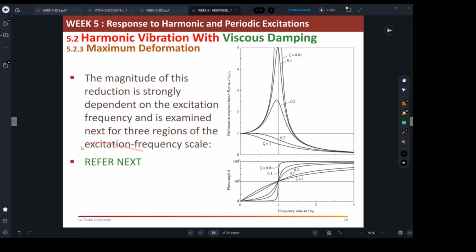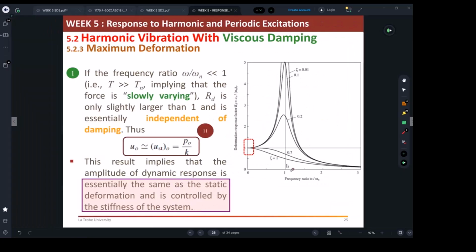And next, we're going to be examining what's happening there, which is shown on the slides. So we have here for you different situations. Let's start with the first one. Let's say the frequency ratio, omega, forcing frequency over natural frequency, is way less than 1, like very small.